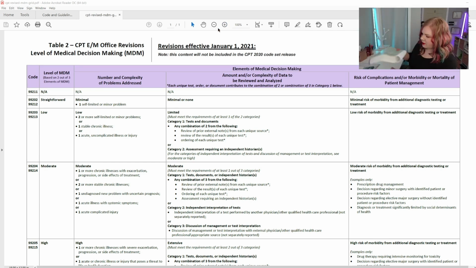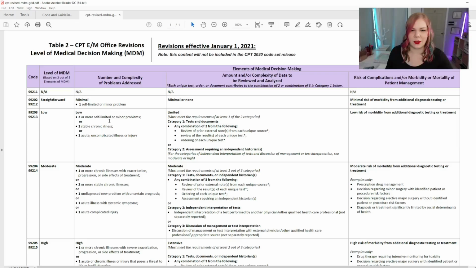Now, if we look at our level 3 service, our 99203, 99213, the level of medical decision making there is low. So we have to hit 2 of the 3 of the number and complexity of problems addressed, amount and complexity of data to be reviewed and analyzed, and risk of complications. 2 of the 3 have to be hit in this row to hit that level 3 service. The level 3s actually get a little bit more subjective, and we'll see that as we go through the risk level.